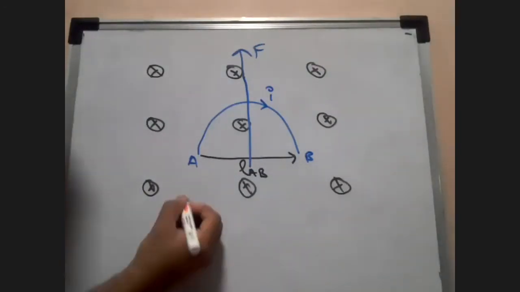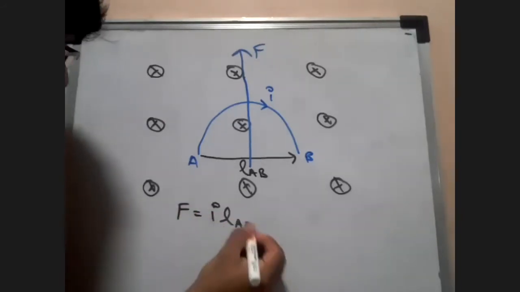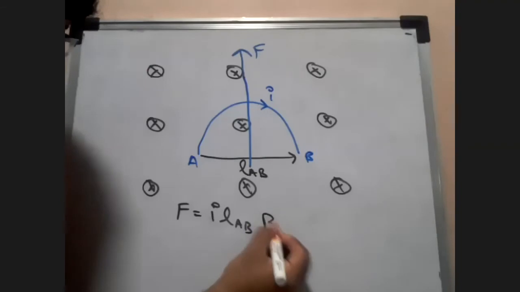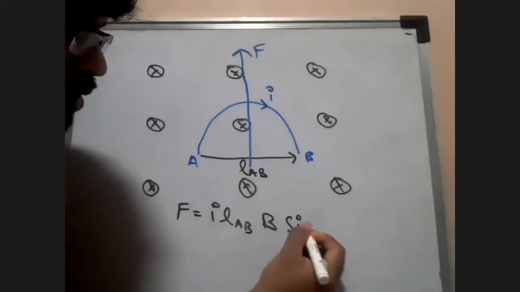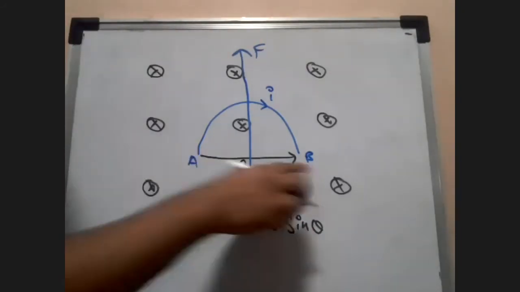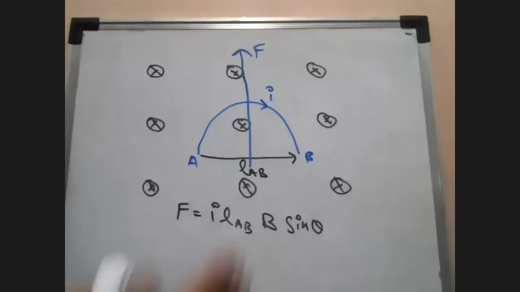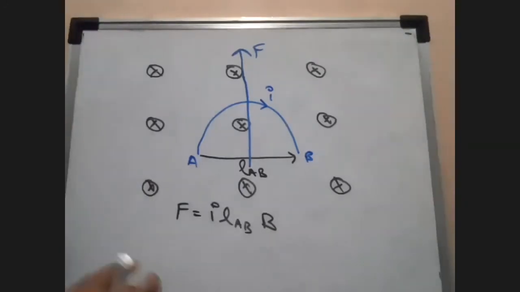Magnitude is simple. F is equal to what? You can see here I LAB into magnetic field B, sine theta, of course. But what is theta here? Look at this length vector with respect to the magnetic field. Theta is again pi by 2. So sine theta gets eliminated from here. We get F is equal to I LAB into B.